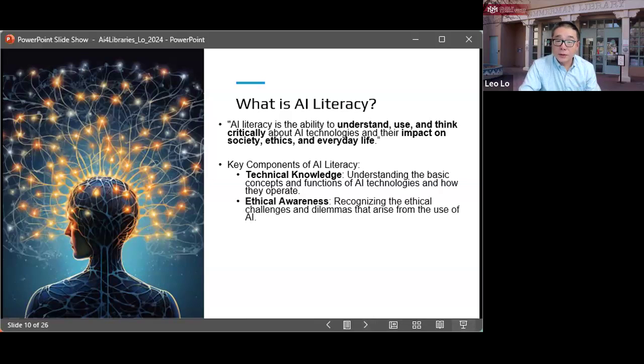Also, we need to have some kind of ethical awareness and need to identify ethical issues, be aware of concerns like bias, privacy, AI's role in job displacement and other areas, understand how to deploy AI ethically with fairness and accountability, right? And critical thinking.